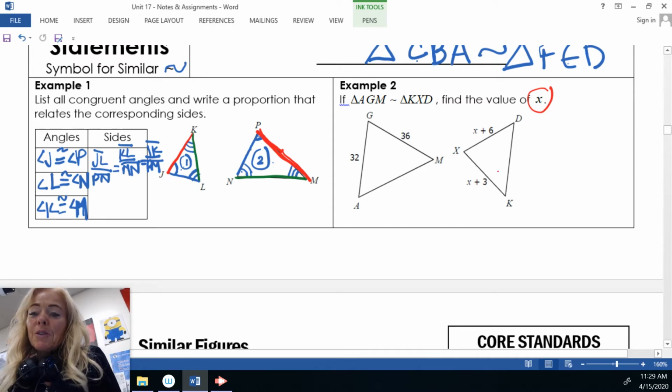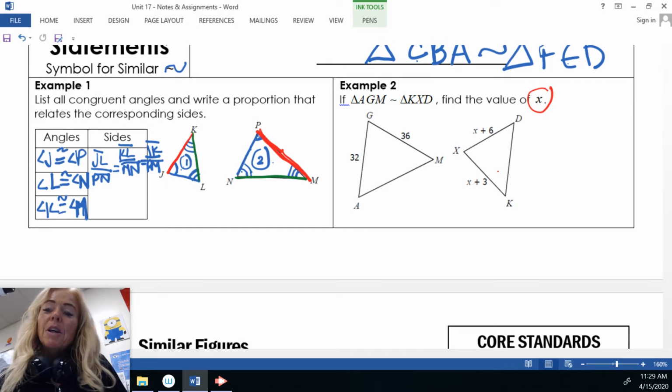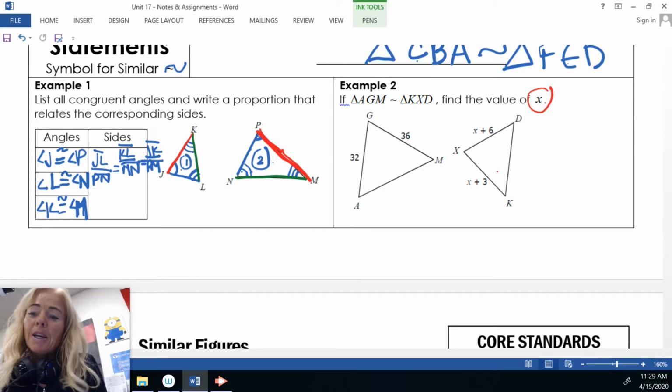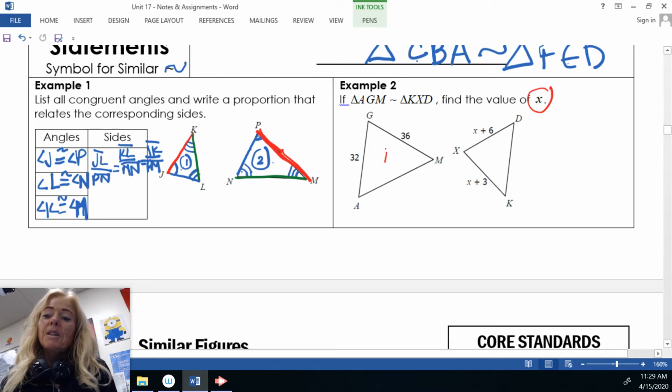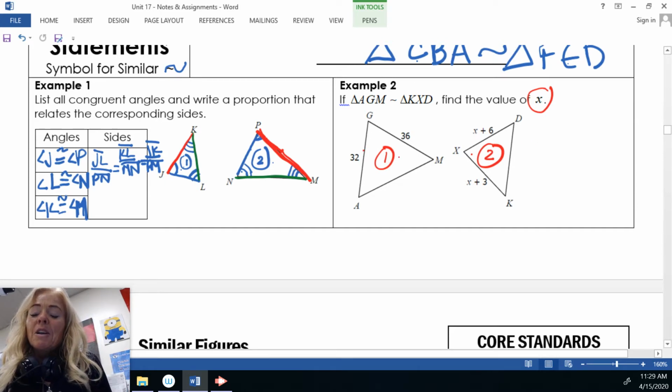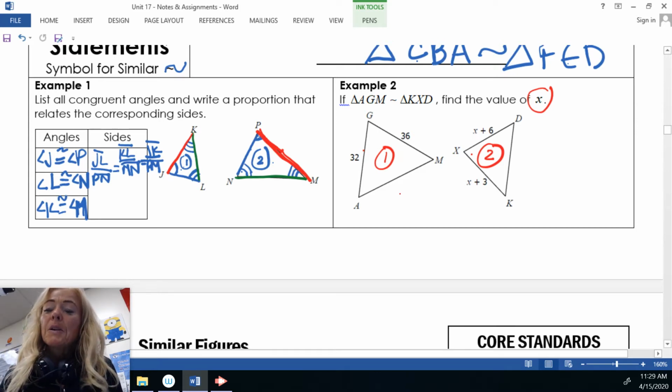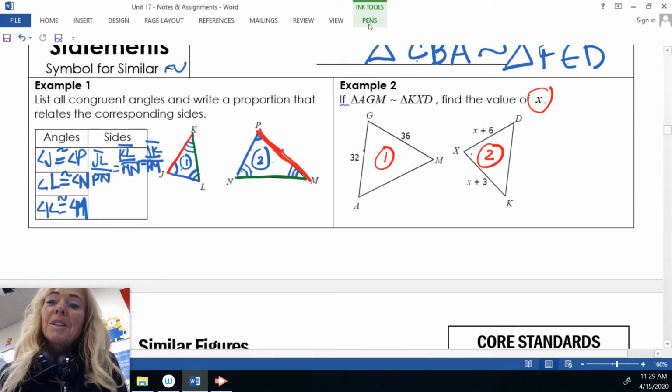So what you must do is come up with which sides are corresponding to which sides, and you have to state which triangle is first because that triangle has to be first in all ratios. You can't go this side to this side and then this side to that side. You have to use the same triangle on the top and the same triangle on the bottom every single time.